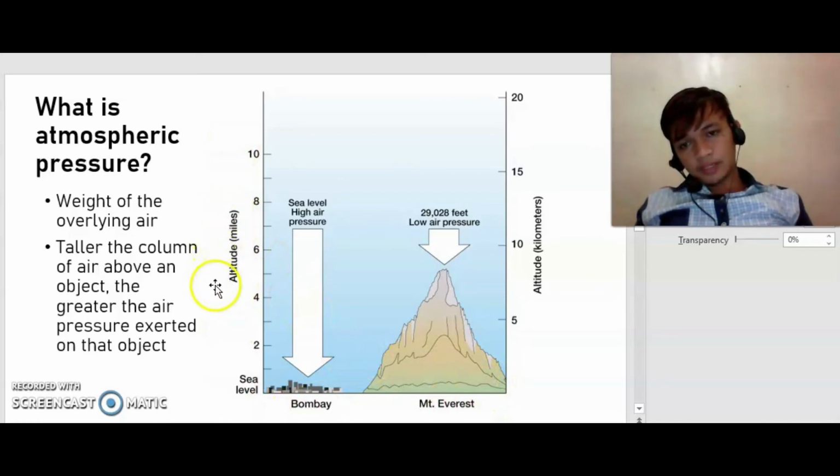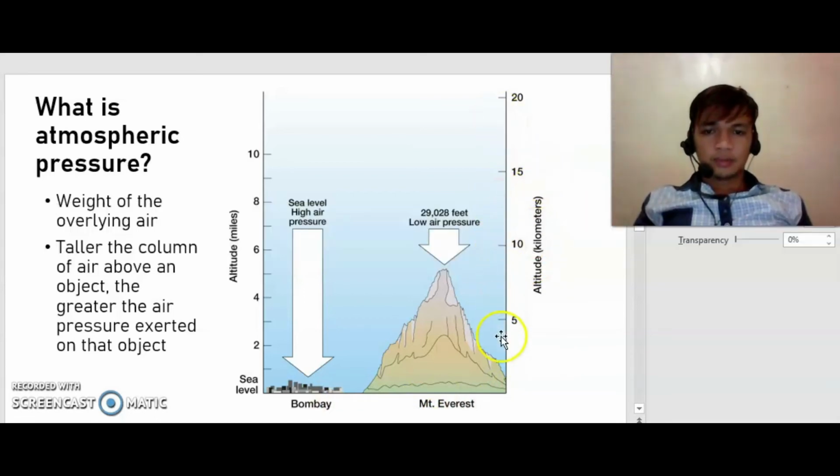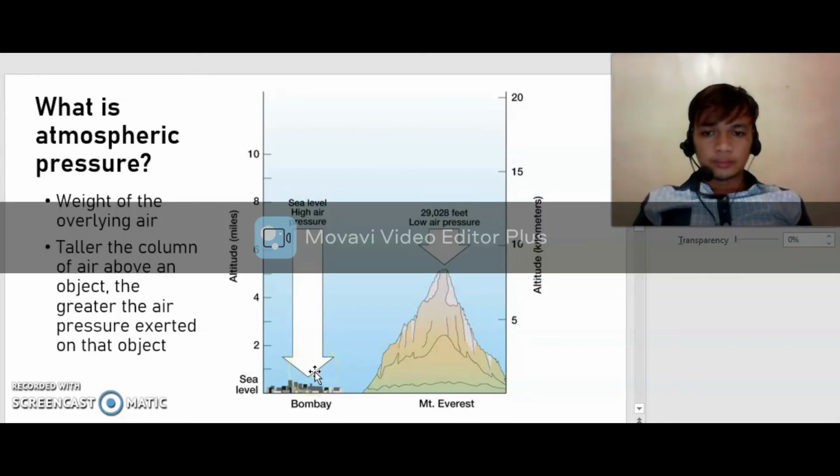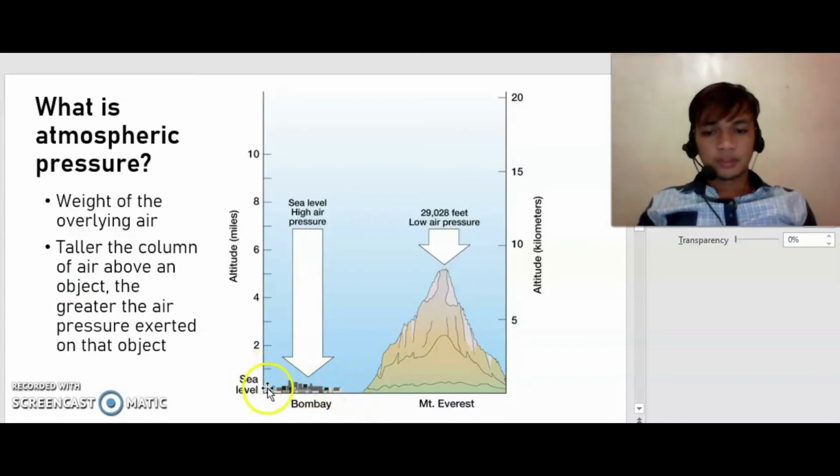So, at the left side, we have there the altitude in miles. So, this is the place that we're going to compare, Bombay, India, and Mount Everest. And this is the altitude in kilometers naman, no? O tayo tumingin. So, ito yung sea level, high air pressure kapag mas mababang lugar, no? Okay, kasi sabi dito, taller the column of air above an object, the greater the air pressure exerted on that object. Kasi yung itong place na to sa Bombay, India ay napakamababang place.